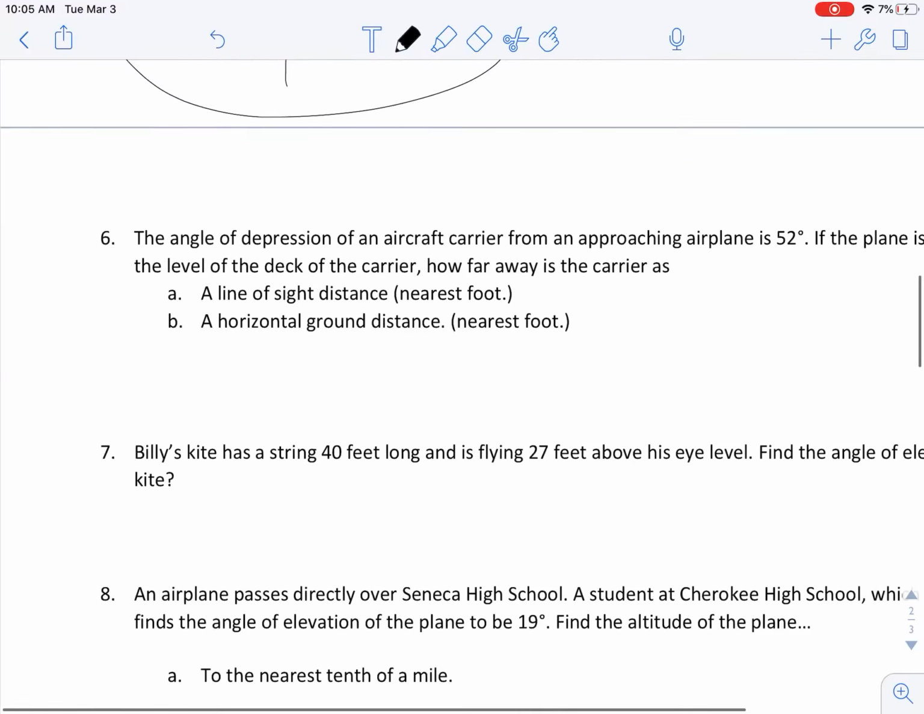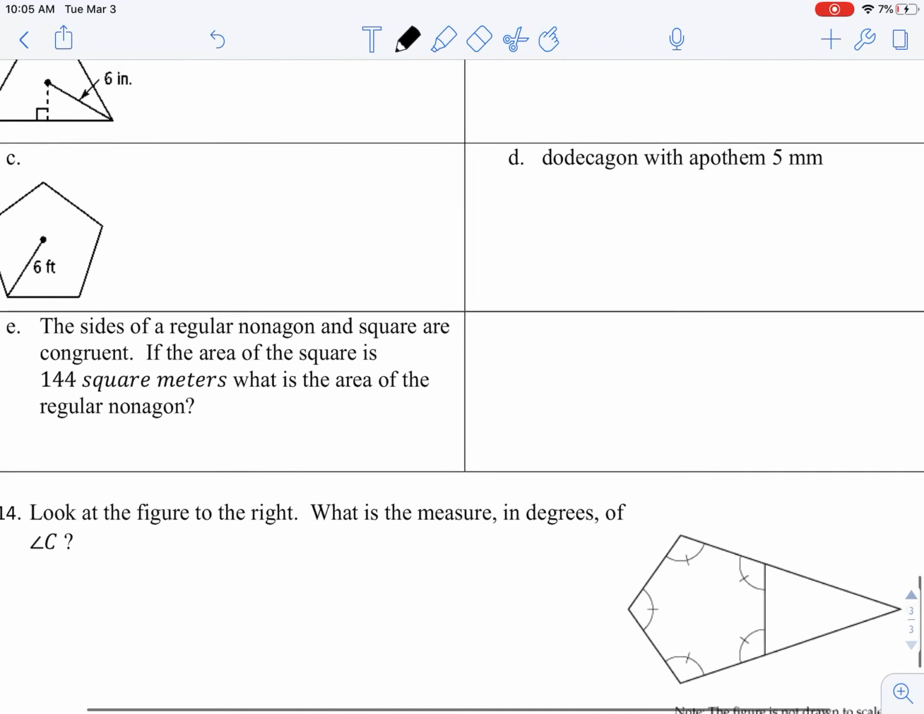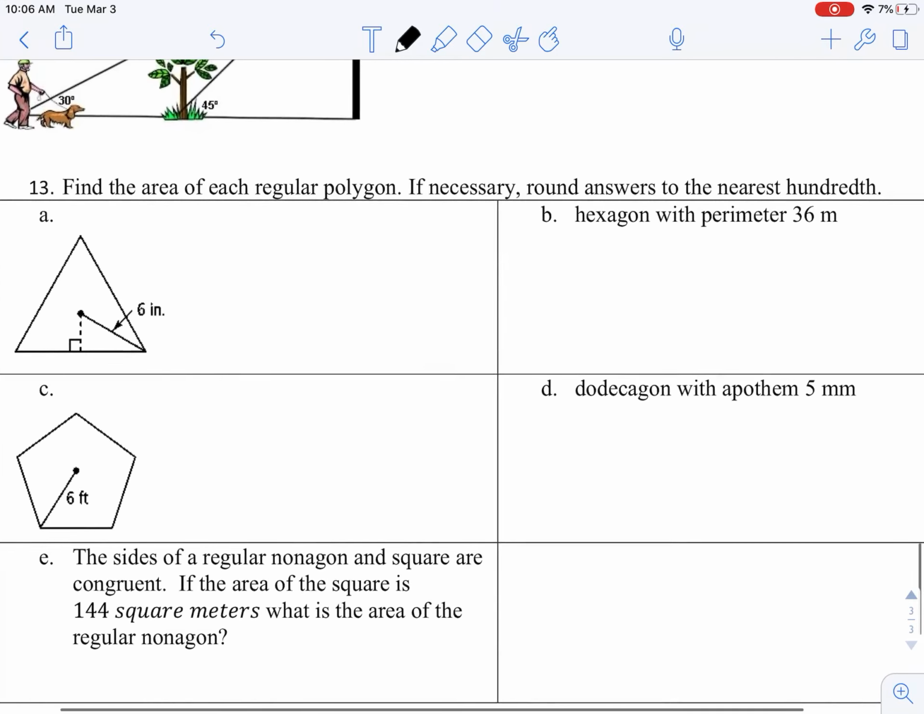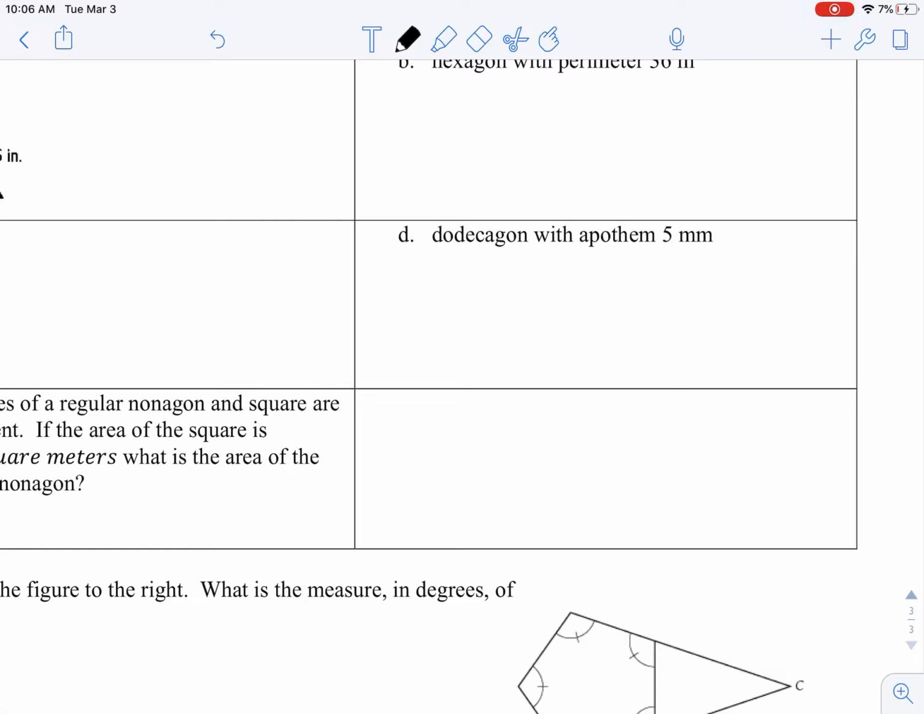So then 13 was your last question. D and E. So we're finding area to the nearest hundredth. Okay, so I'm talking about a dodecagon. So if I think of the isosceles triangles, a dodecagon would be made of 12 of them. So if I take all the interior angles and divide by 12, each one would be a 30-degree angle. However, the apothem, the height of that triangle, bisects this angle.